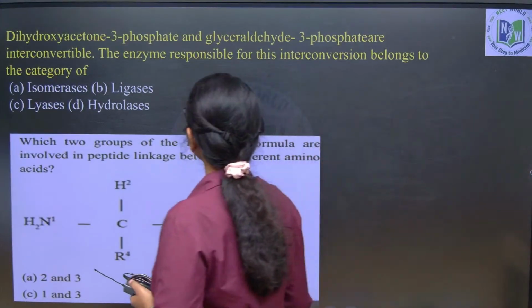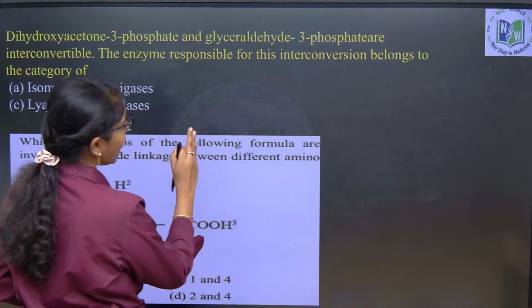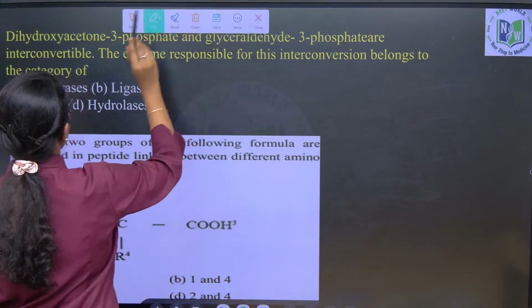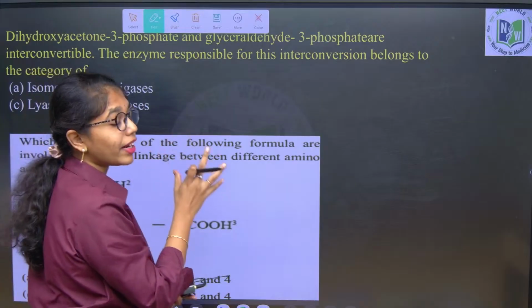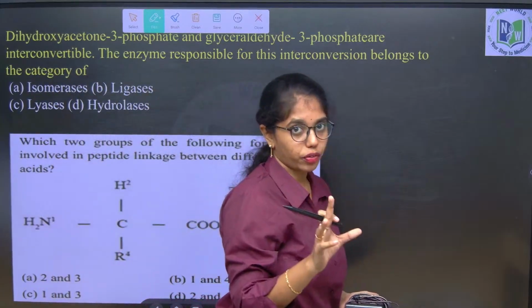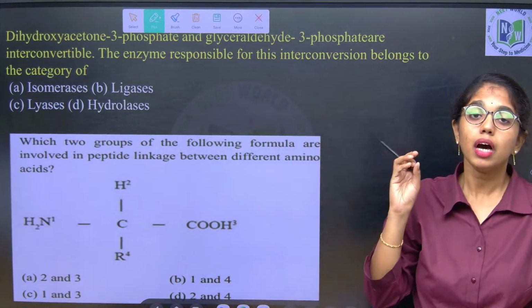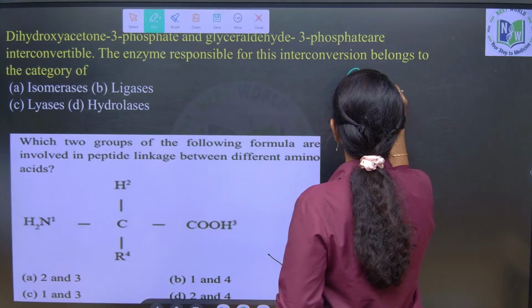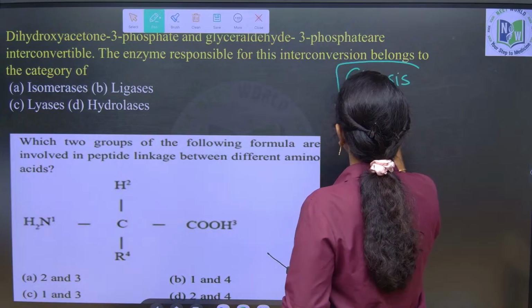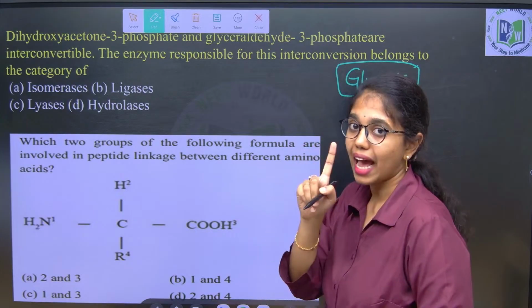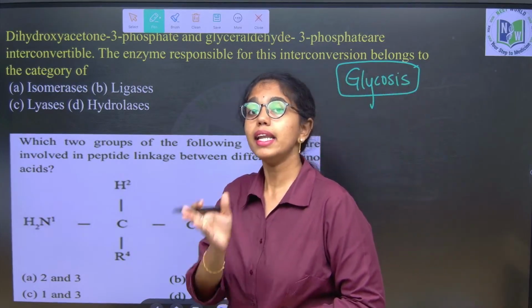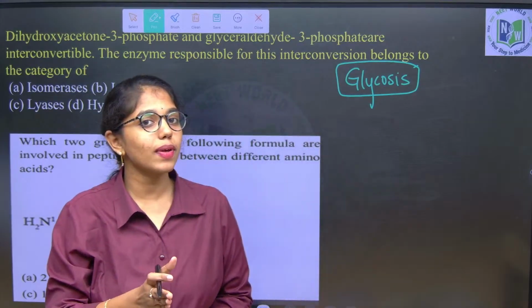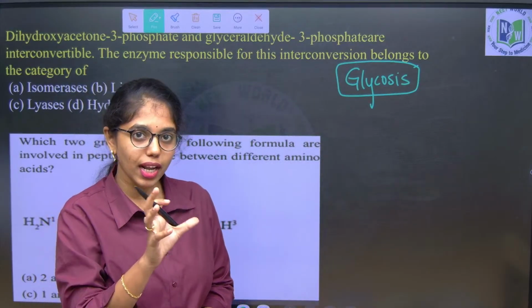Dihydroxyacetone 3-phosphate and glyceraldehyde 3-phosphate are interconvertible. When you are looking into these two substrates, you have to remember the chain, that is glycolysis. Glycolysis is the first biochemical pathway, the first reaction that operates both in aerobic respiration as well as anaerobic respiration. Glycolysis is common.